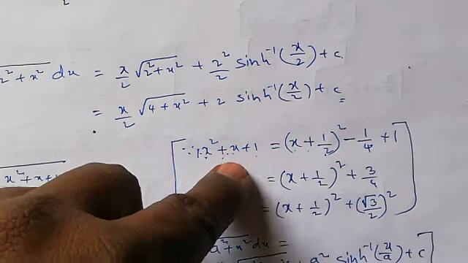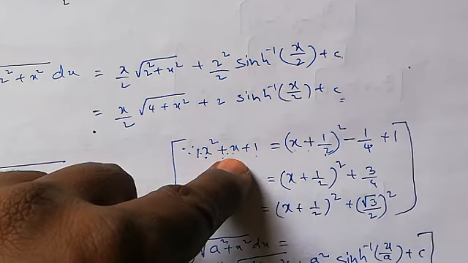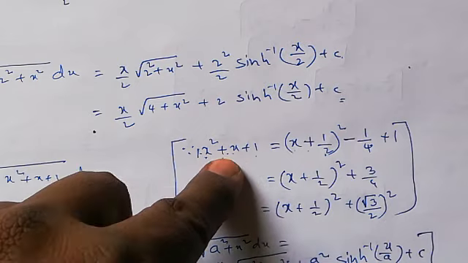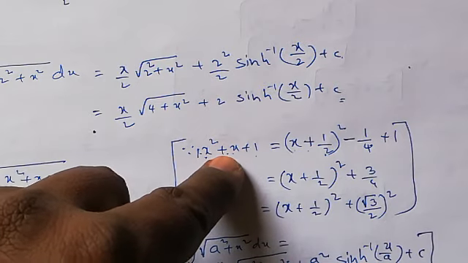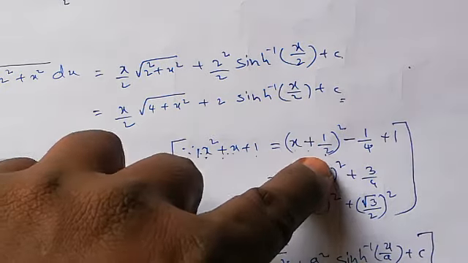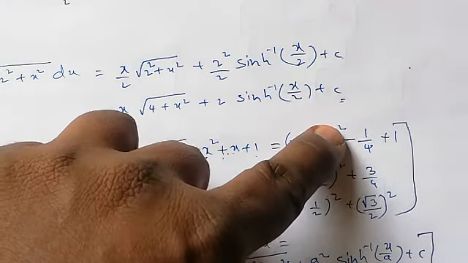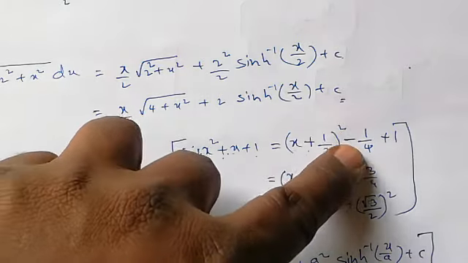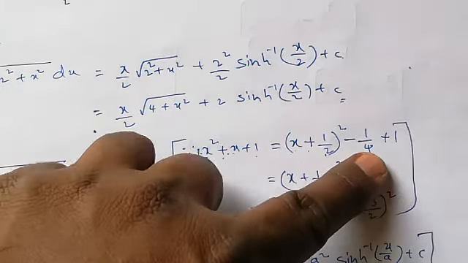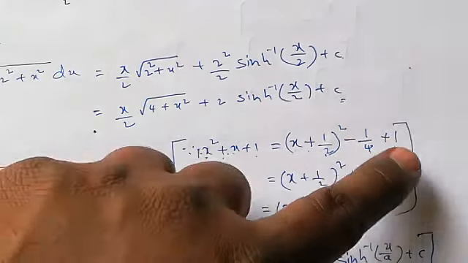After that, write half of the coefficient of the linear term. The x coefficient is 1, and half of it is 1 by 2. Then keep brackets and put a square, whole square. Minus, write its square: 1 by 2 square is 1 by 4. Plus, write the remaining constant 1.